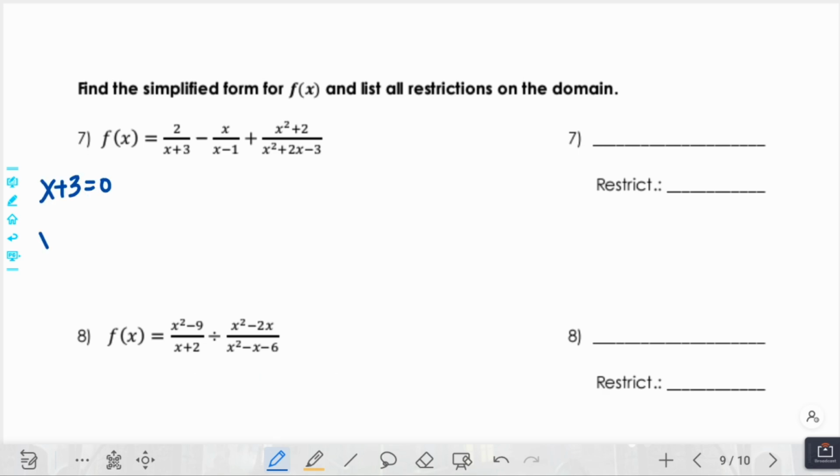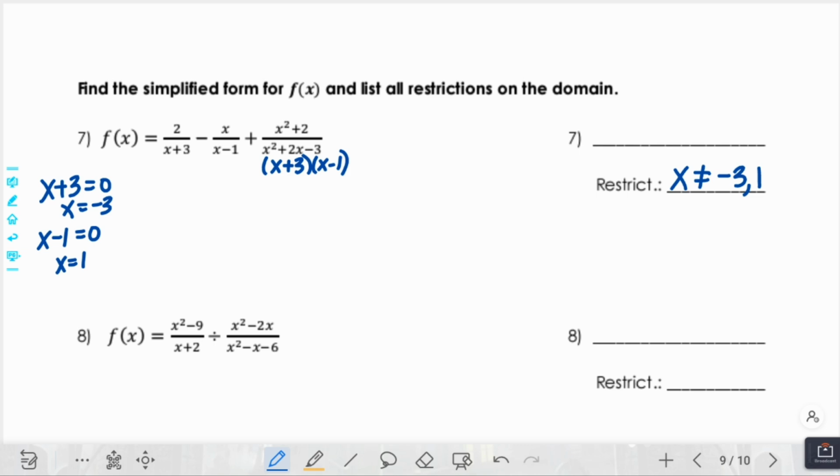I've got x minus 1, so I'll set that to 0. And I'm going to check my denominator on the third one. And I think if I factor that, I get x plus 3 and x minus 1. So I've already used both of those, so I don't have to set those equal to 0. When I solve, x equals negative 3 and x equals positive 1. So when I list my restrictions, x cannot equal negative 3 or positive 1. And you can list them like that, or you can rewrite the x does not equal for both of them.